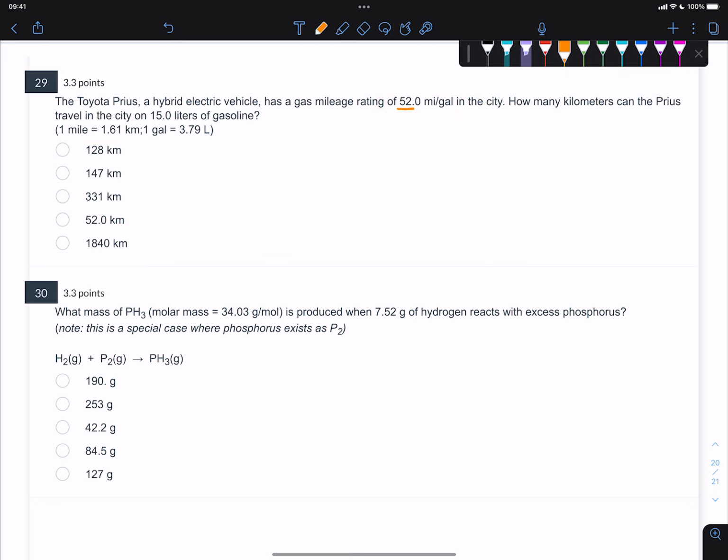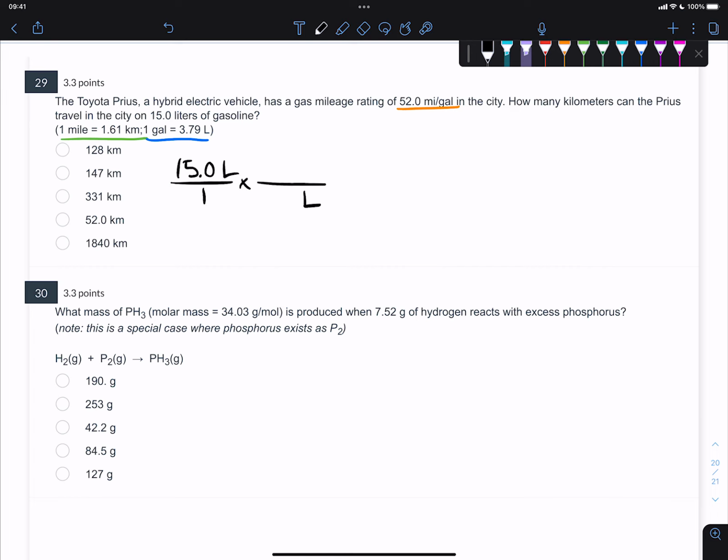So you have 3 conversion factors, one that relates miles and gallons, one that relates miles and kilometers, and one that relates gallons and liters. But we do have something that's kind of a limiting parameter here, which is how many liters of gasoline does the car even start off with? So let's start off with that. We have 15.0 liters over 1.